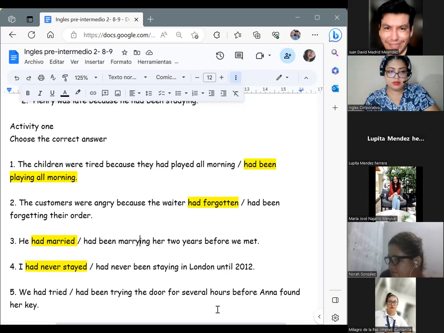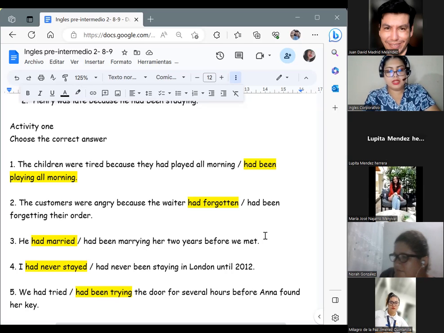Been trying. The second one, okay. Had been trying. Habíamos estado, yes. Habíamos estado tratando. Very good. So, in this case, we have this activity done.